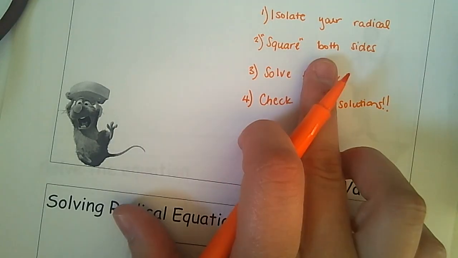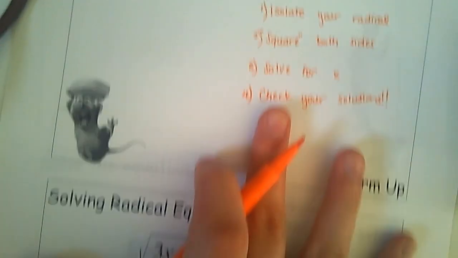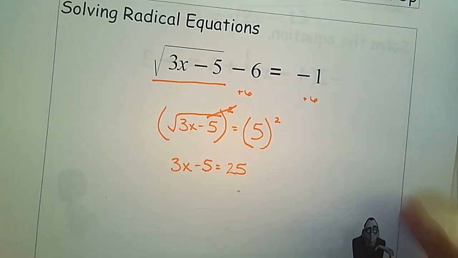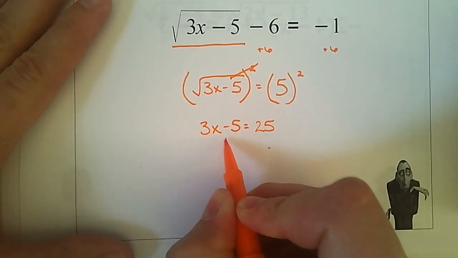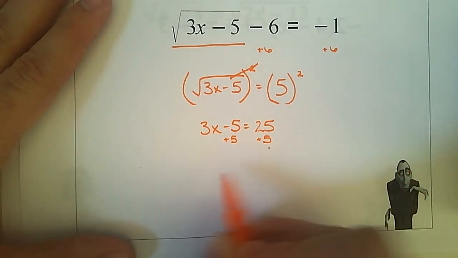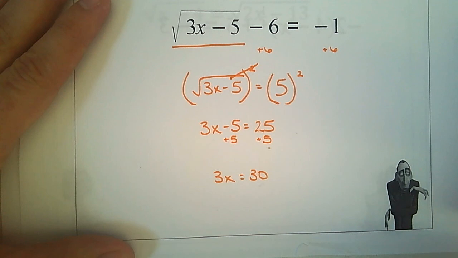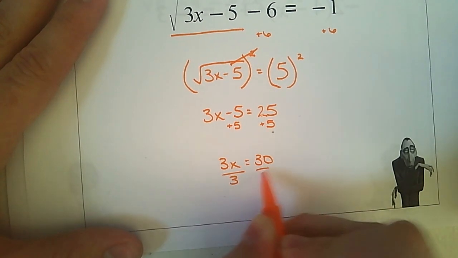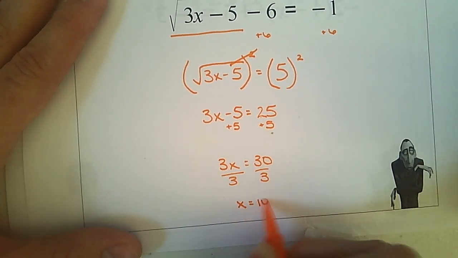All right, so we did step number 2. We squared both sides. The next step then is to solve for x. In order to solve for x, I'm going to add 5 to both sides. So I'm going to get 3x equals 30. Divide both sides by 3, and I'm going to get x equals 10.